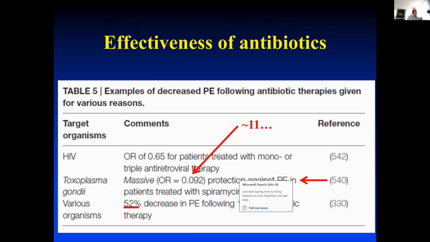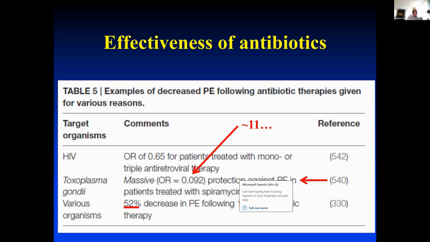Also, if the cause is microbial, antibiotics should have a big effect. The Gondii example is particularly nice because you have to take spiramycin for a year if you're infected with Gondii, and obviously that can cover an entire pregnancy. The people in this study, which is cited in the review, did this, and the ones who were infected with Gondii that might have made you ill were actually protected by an odds ratio of 11-fold. This is pretty strong evidence.